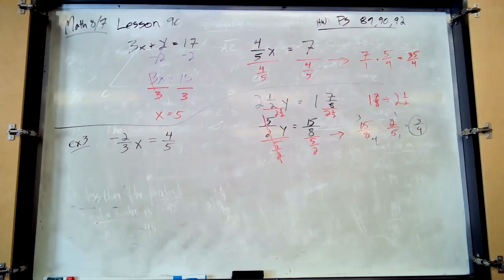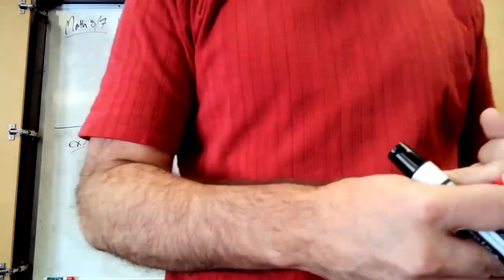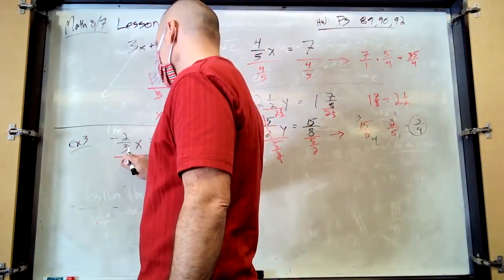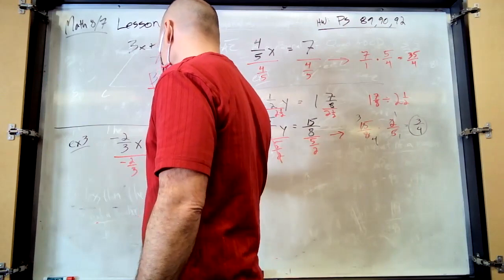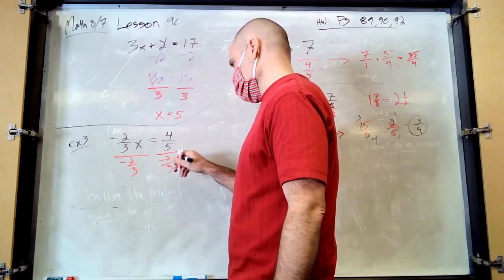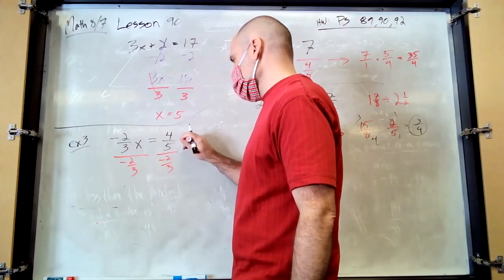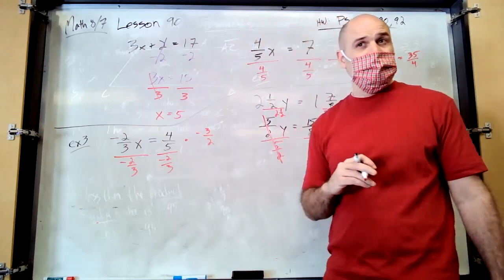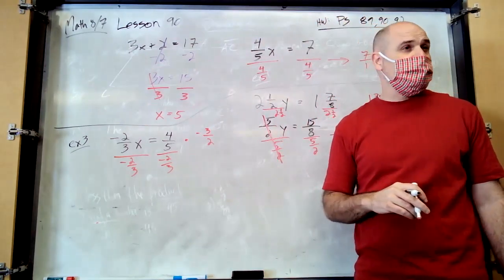Hunter, do you have an answer? Negative 5/6. All right, let's see if he's right. What do you do? You have to divide by negative 2/3. Yes, so don't forget that negative. That's very important. Dividing by 2/3 is the same thing as multiplying by negative 3 halves. I did it backwards.